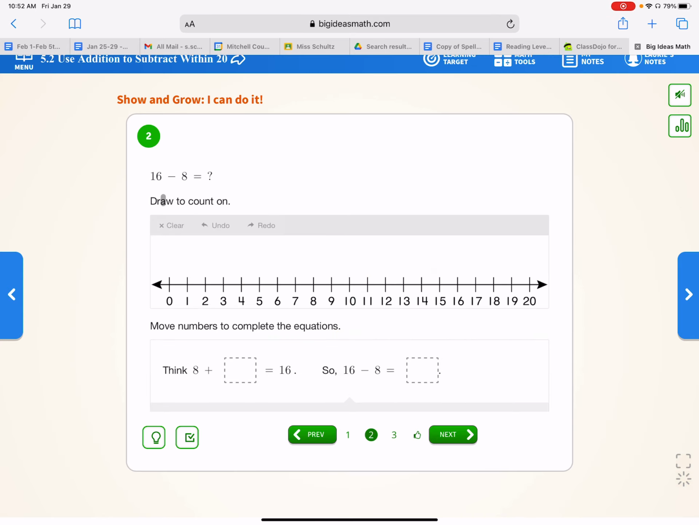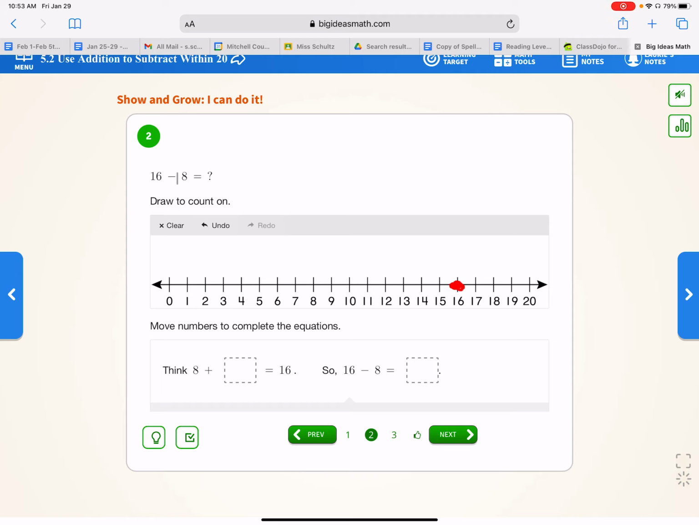So in this problem, we have 16 minus 8. So we have to think about what is the missing number we need to add to get to 16. So 16 minus 8 is what number? So in the beginning, I told you guys to put the dot on the biggest number and count backwards by 8. Or you could put your dot by the 8 and count up to 16. But we can try both ways. So let's do the way that we did before. We're going to put our dot on the biggest number, and then we're going to go backwards.